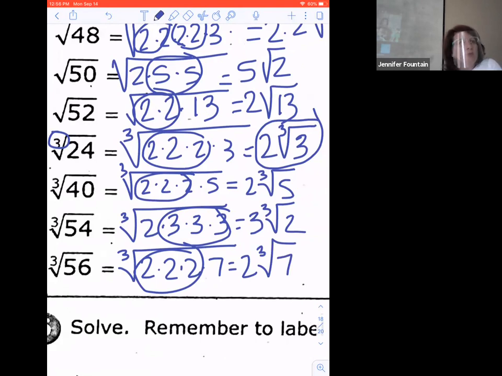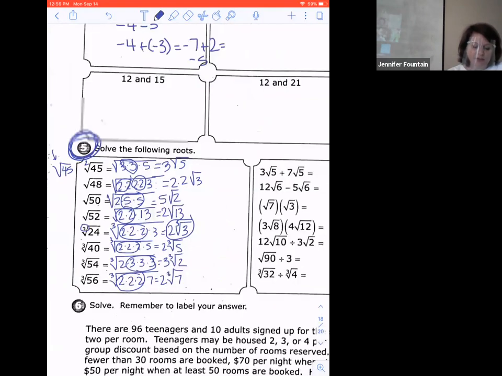Everybody feel pretty comfortable simplifying radicals? The first thing we do is break it into prime factors. The second thing we do is look at our index to determine how many we have to have in a grouping. And then we put our groups together, we pull out our whole number, and then whatever can't be paired up, or can't be buddied up, as I call it, has to stay under the radical. Okay? Well, let's go ahead and take a look at the other side.